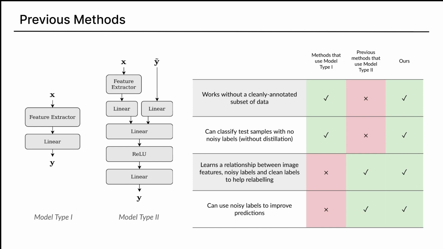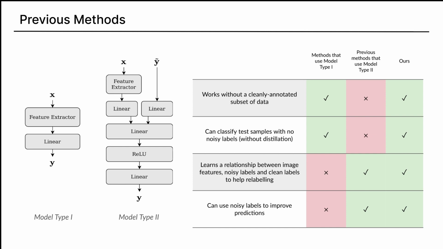Other methods do attempt to directly learn this relationship, using a model like the one on the right to predict clean labels from images and noisy labels. However, these methods require a subset of training data with clean and noisy labels, which can be expensive or infeasible. Furthermore, these methods require distillation to a more standard model, like the one on the left, before they can be used for evaluation on samples without noisy labels.